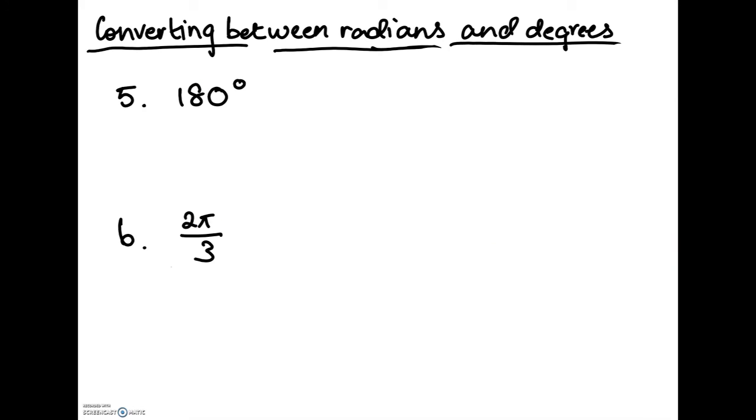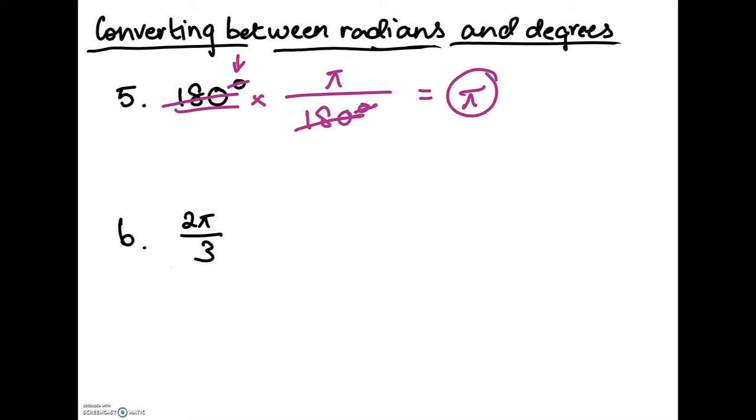So let's try out a couple more examples. As you can see here at the top, we have 180 degrees. It is in degrees because there is a degree symbol right here. You're going to multiply this by having 180 degrees at the bottom. Why? So that the degree signs can cancel out. The pi is going to be at the top. 180 actually cancels perfectly, so your final answer will just be pi. So 180 degrees in radians is just pi. That's how many radians it is. Pi radians.